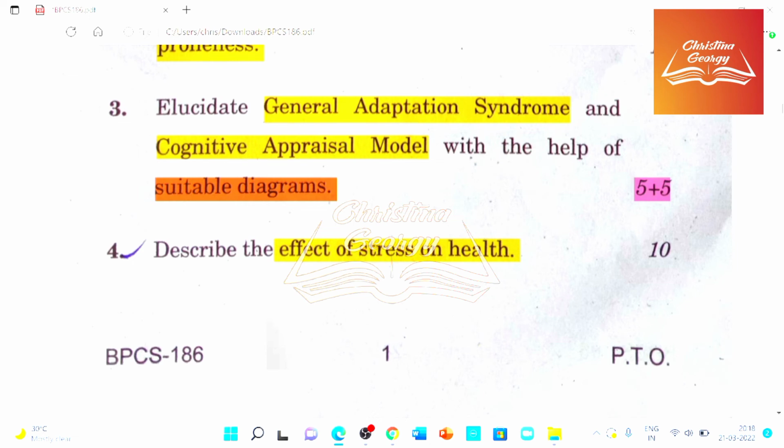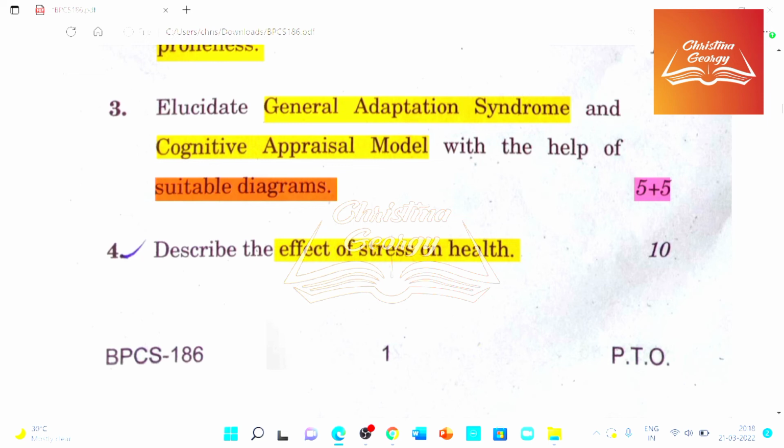Moving on to the fourth question, describe the effect of stress on health. So this is a very simple and predictable question from block 1, unit 4, page number 48. So dear learners, as you can see, they have asked at least one question from each of the units in block 1. All questions were direct indeed.